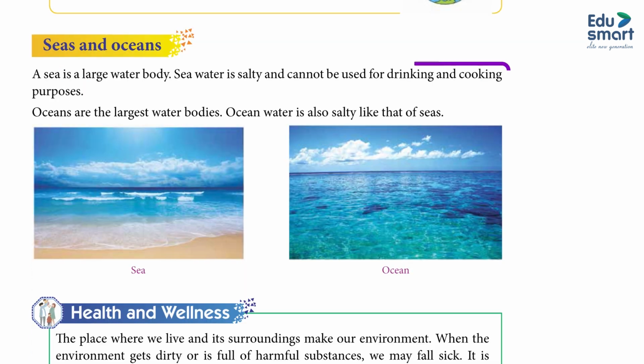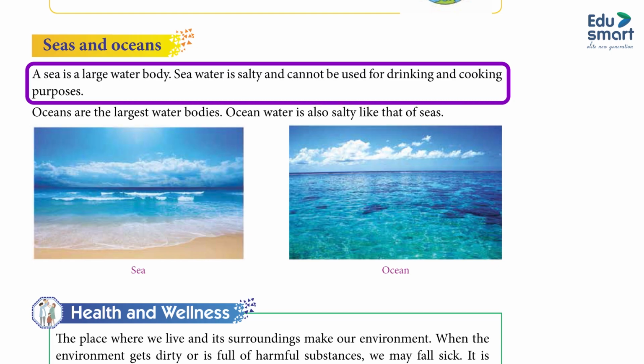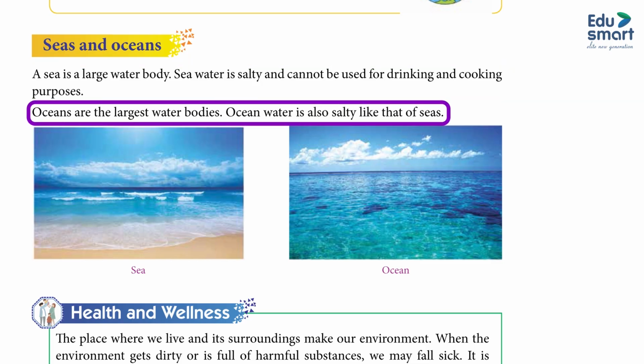Seas and oceans. A sea is a large water body. Seawater is salty and cannot be used for drinking and cooking purposes. Oceans are the largest water bodies. Ocean water is also salty like that of seas.